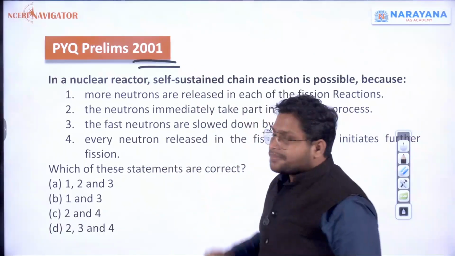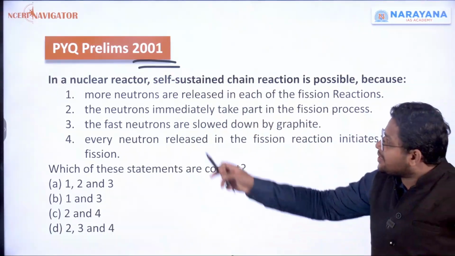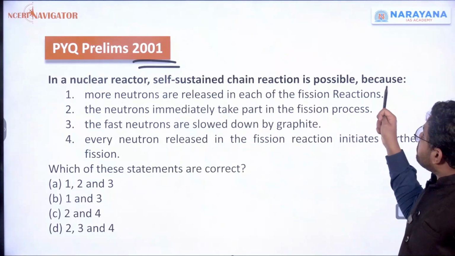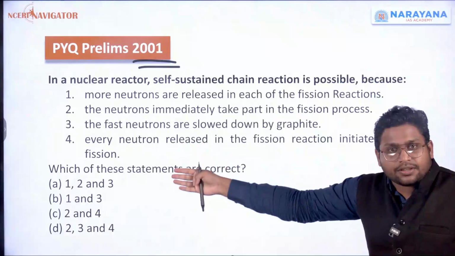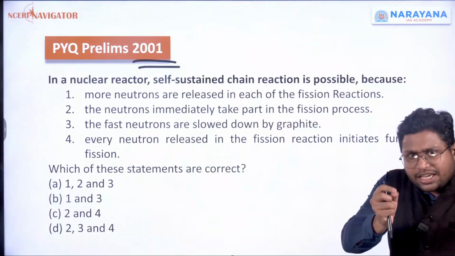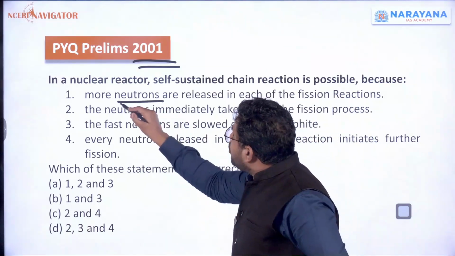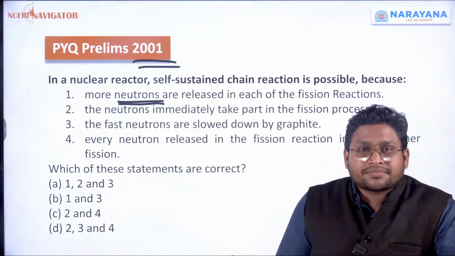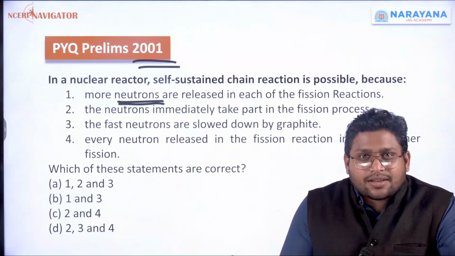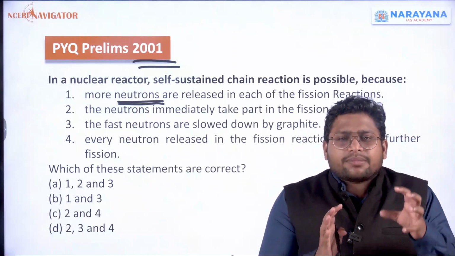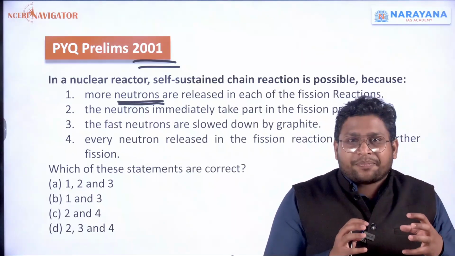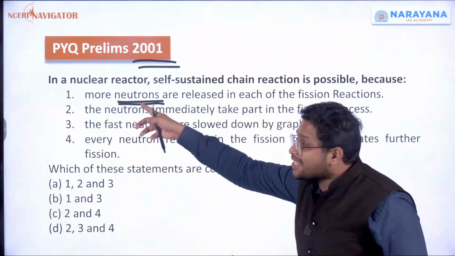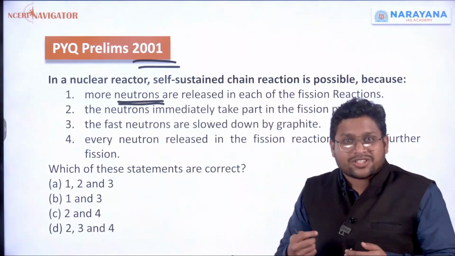year 2001. Now this question says, in a nuclear reactor, self-sustained chain reaction is possible because, and they have given 4 statements. Now in each of the statements, they are talking about neutrons. But unless you know what is a neutron, how can you answer this question? So when you study what is an atom and what are the components of an atom, you'll find out that there are some subatomic particles which include protons as well as neutrons as well as electrons.